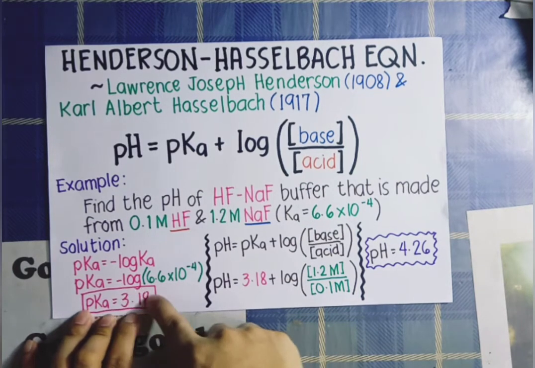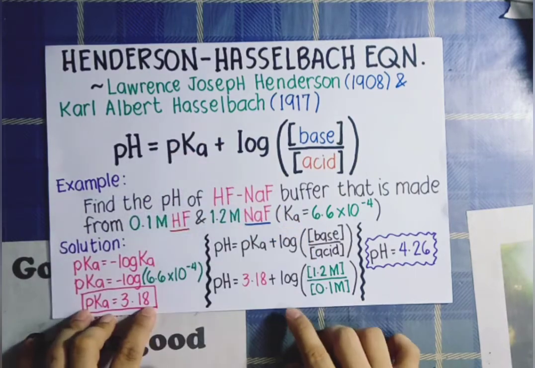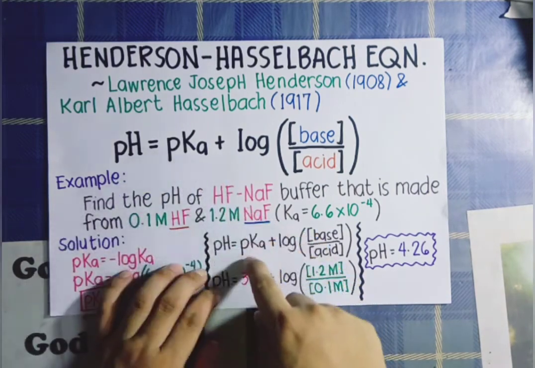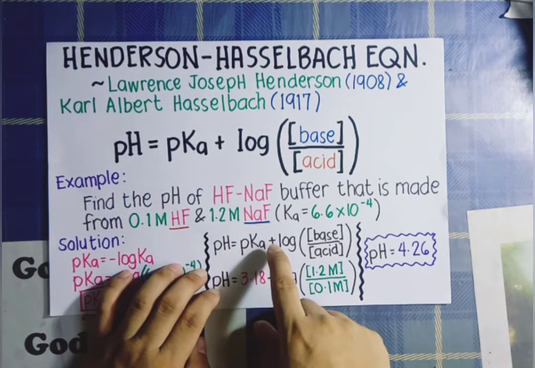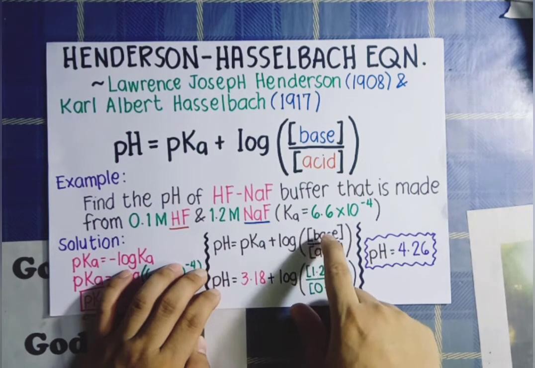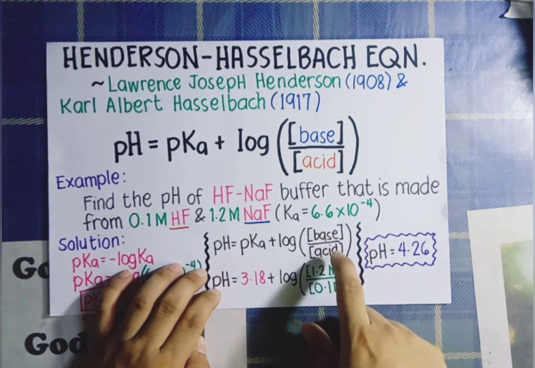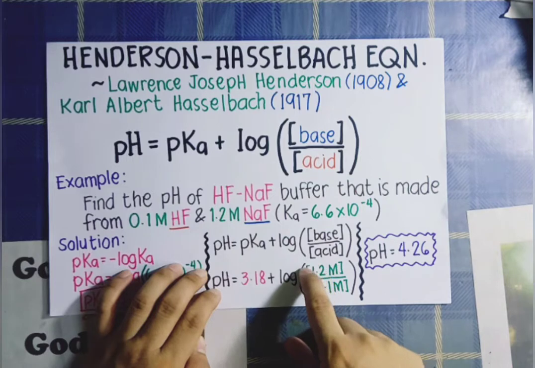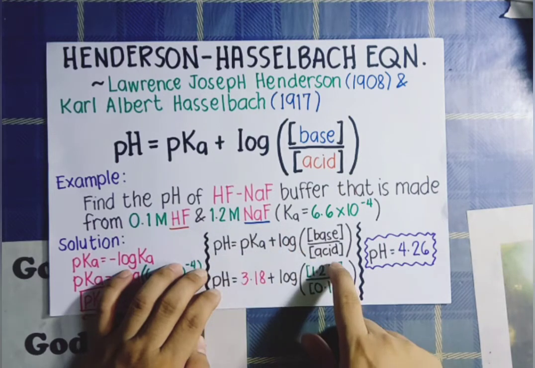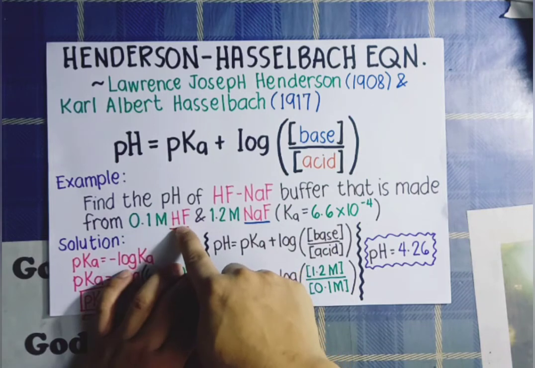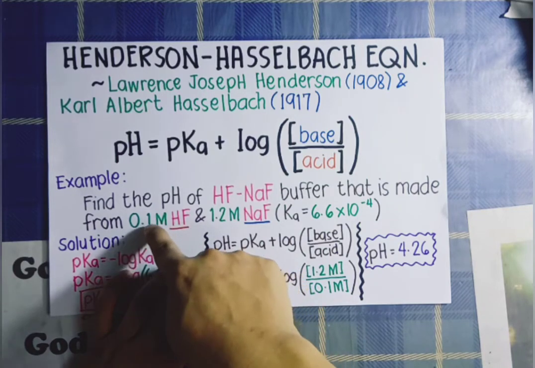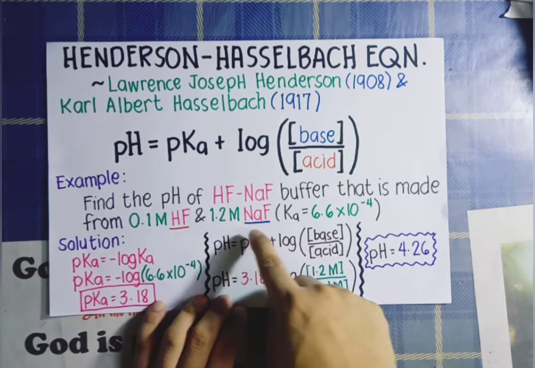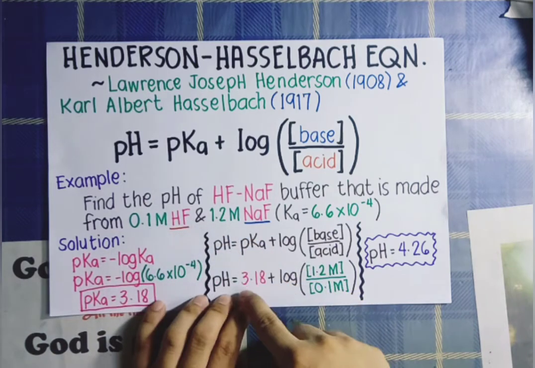Now, we can substitute this value into our Henderson-Hasselbalch equation. The equation is pH is equal to pKa plus the logarithm of the molar concentration of base over the molar concentration of acid. We know that our base is sodium fluoride and its molar concentration is 1.2 molar, so we just substitute its value here. And we know that our acid is hydrofluoric acid, and we substitute its value, which is 0.1 molar, here. And we already determined the pKa of hydrofluoric acid, and that is 3.18.